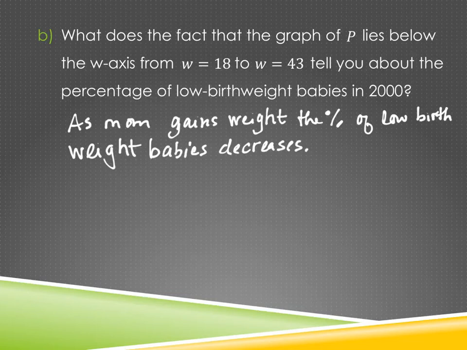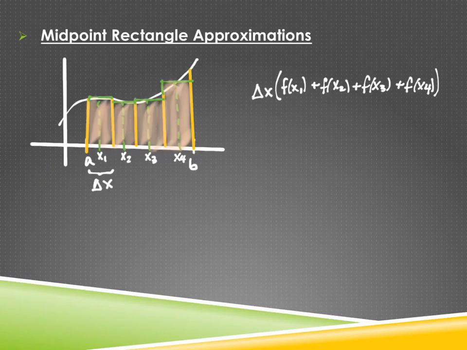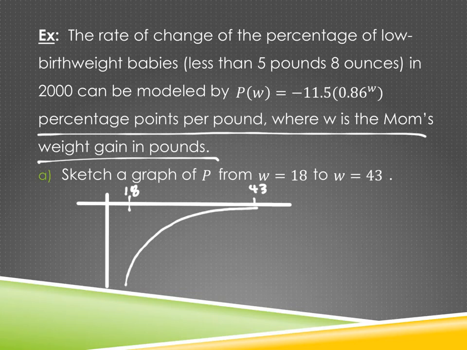All right, and the last example is actually what we're going to calculate. Part C says it wants us to use 5 midpoint rectangles to estimate the area of the region between the graph of P and the W axis from 18 to 43, and then to interpret our answer. So here's our graph. There we go. And we're going to make 5 rectangles.